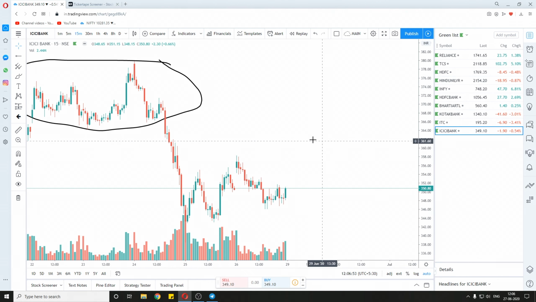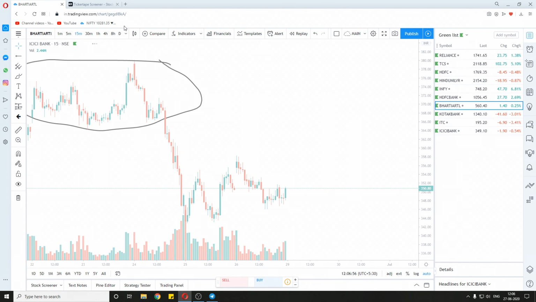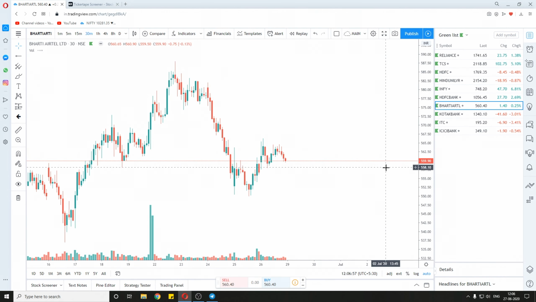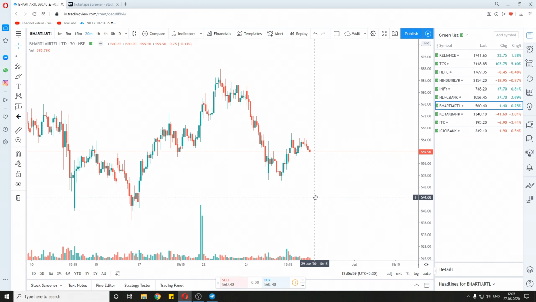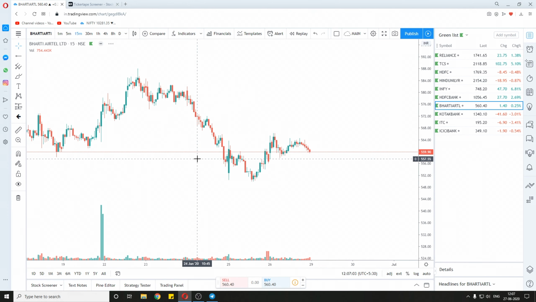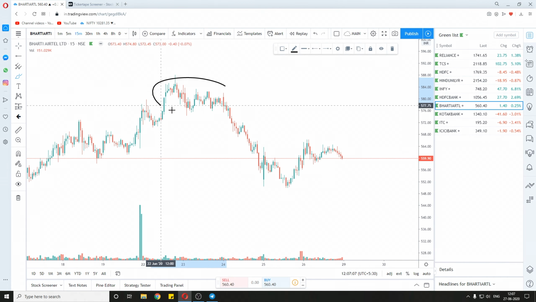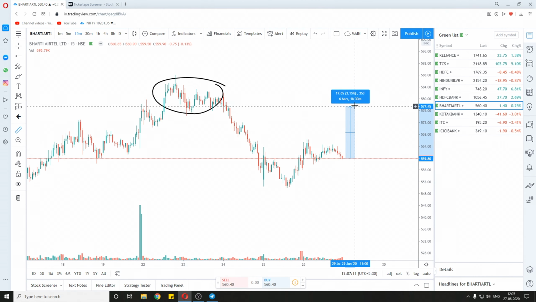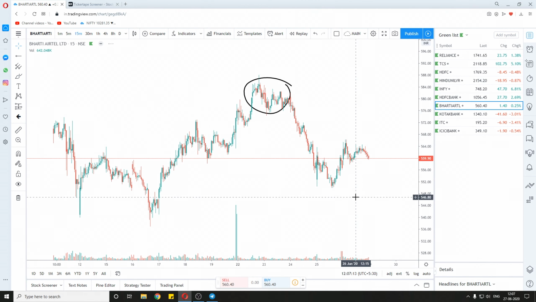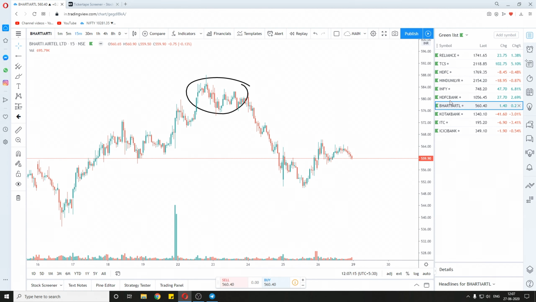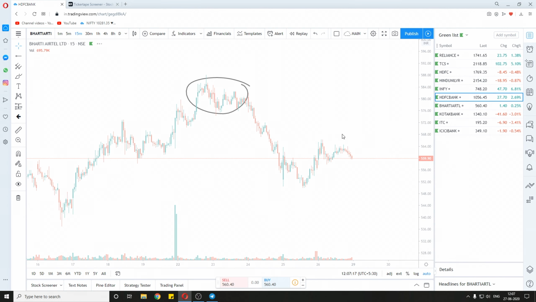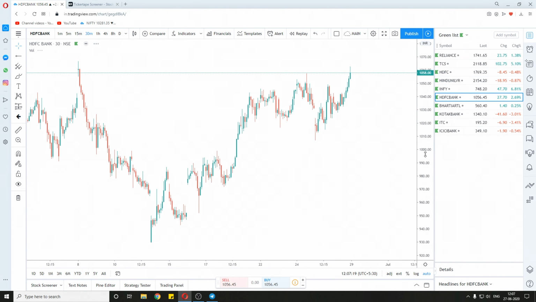Nothing interesting in ICICI. We will move on to Bharti Airtel. Here as well, if we see, then nothing much interesting. There is accumulation at the top here, but that level is too far, around 3% far. So we can avoid this for today. Then move on to HDFC Bank.